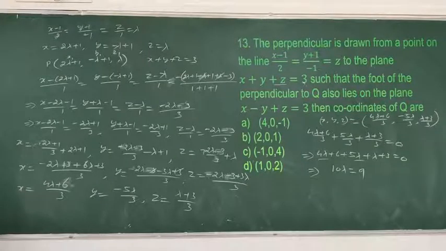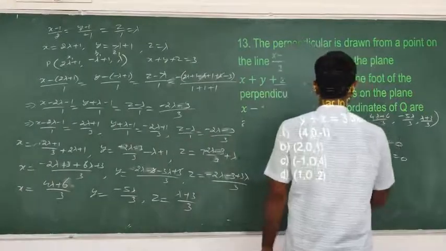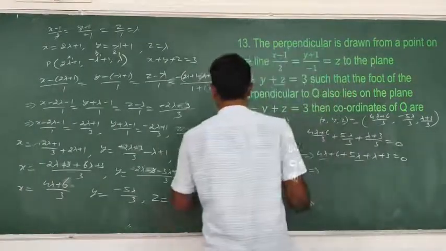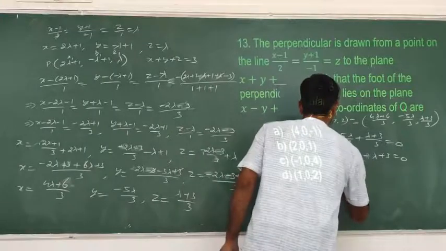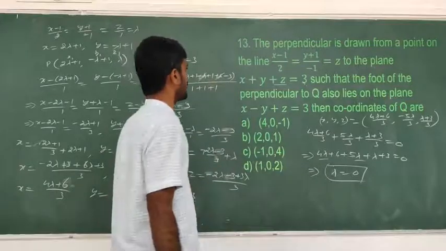So lambda is equal to 0 we get. So then we are getting lambda is equal to 0. I think this is minus something, calculate this a little. So finally we are getting lambda is equal to 0. Calculate and find the lambda value. So finally we are getting lambda is equal to 0.